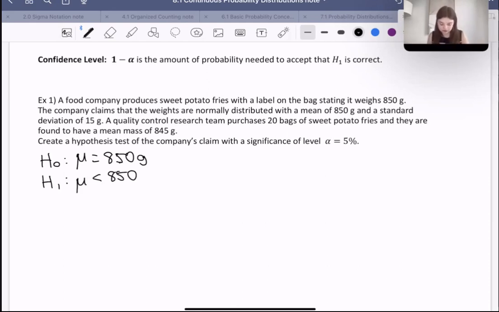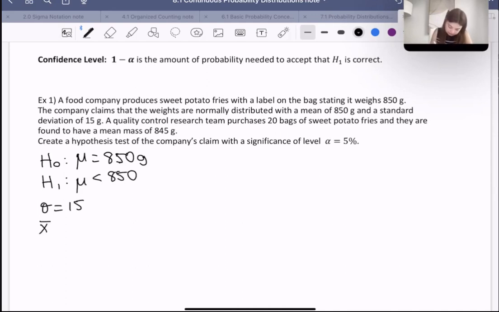So we're trying to figure out, can we reject the null and accept the alternate hypothesis, that actually the food company is lying to us or doesn't have very good measuring tools and is actually gypping us of our chips? Or is there not enough evidence based on the research team's study to prove that? Okay. Now, what about standard deviation? The standard deviation is 15, we said.